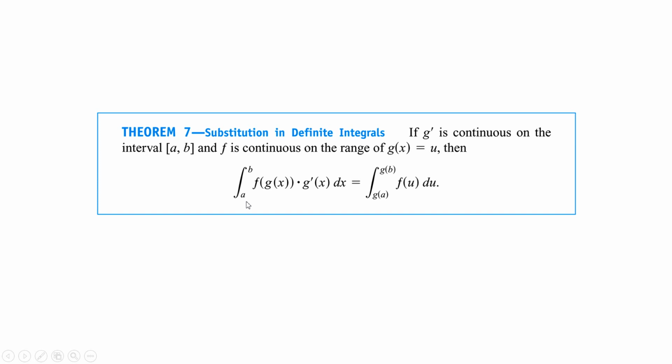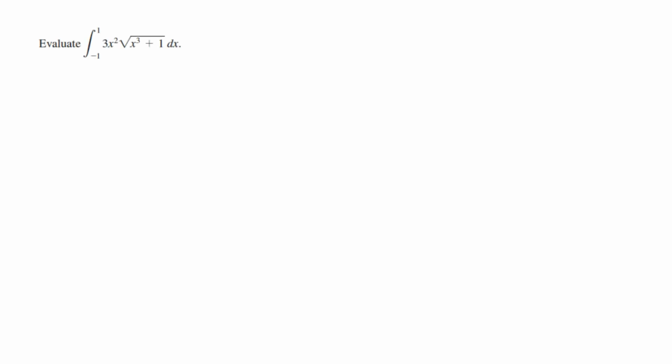See, the limits of x are a and b. That is, this definite integral is evaluated on the interval [a, b], and when the function is transformed into u, then the lower limit of u is g(a), that is, the value of g at a, and the upper limit of u will be the value of g at b. So let's gain a deeper understanding of the method with the help of some examples.